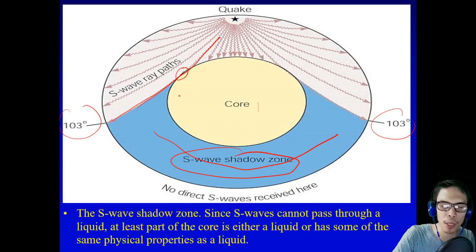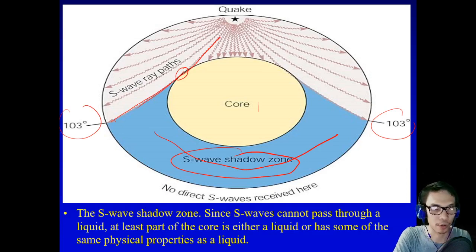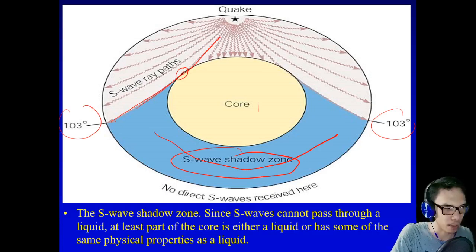Because of the S wave and P wave respectively, we are able to identify that the Earth is made up of two cores. Our inner core is solid and the outer core is liquid. So thanks to these seismic waves that we have right here.